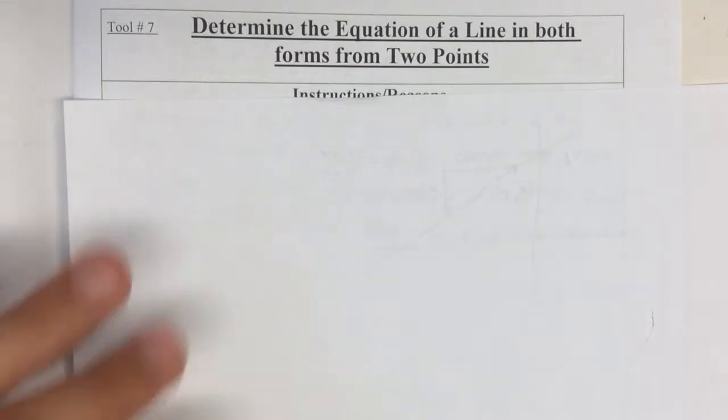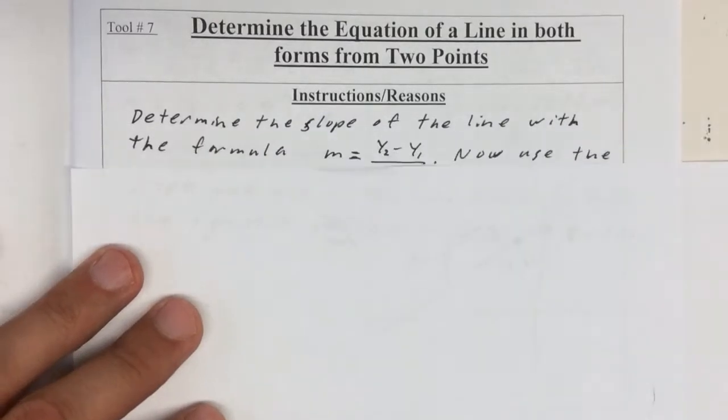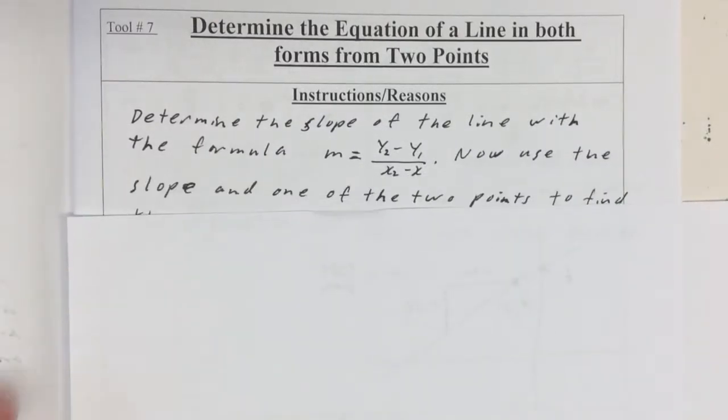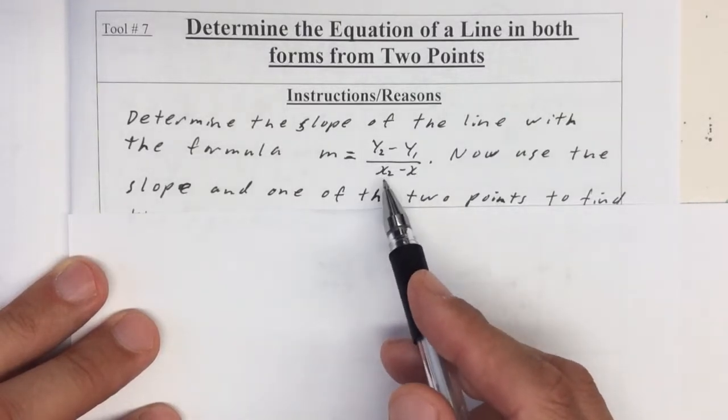Okay, so now we're going to look at determining the equation of a line given 2 points. This only requires one extra step from point and a slope. So to determine the equation of the line, determine the slope. If you have the 2 points, you have y2, y1, x2, and x1.